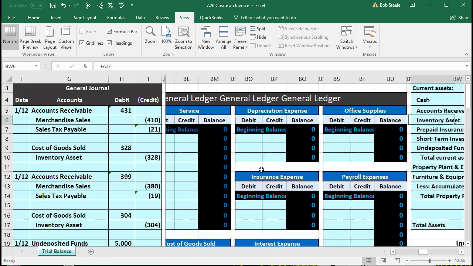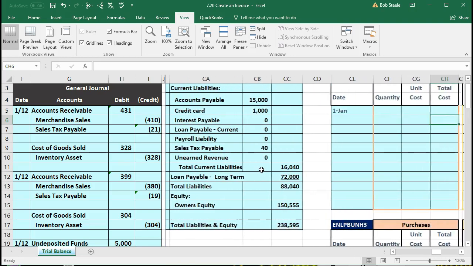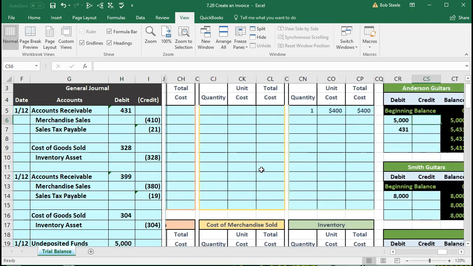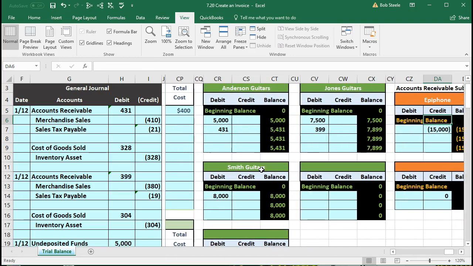We are going to the right here. I'm just clicking over to the right, all the way to the right till we get to the subsidiary ledger. So here is our subsidiary ledger. The person who paid us is Anderson. So we're going to be right here.